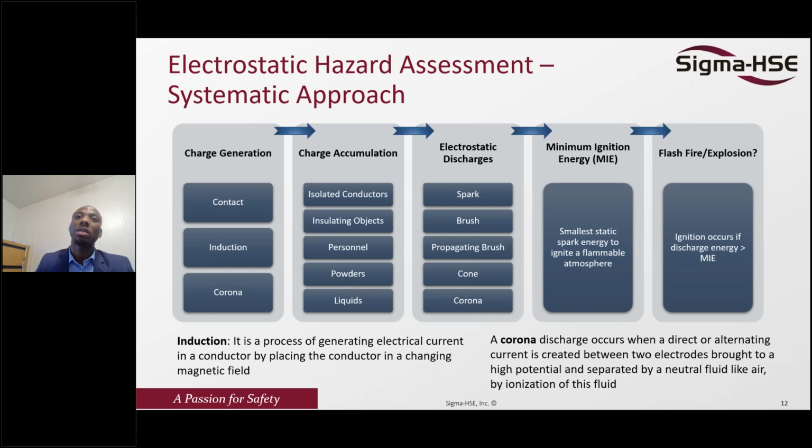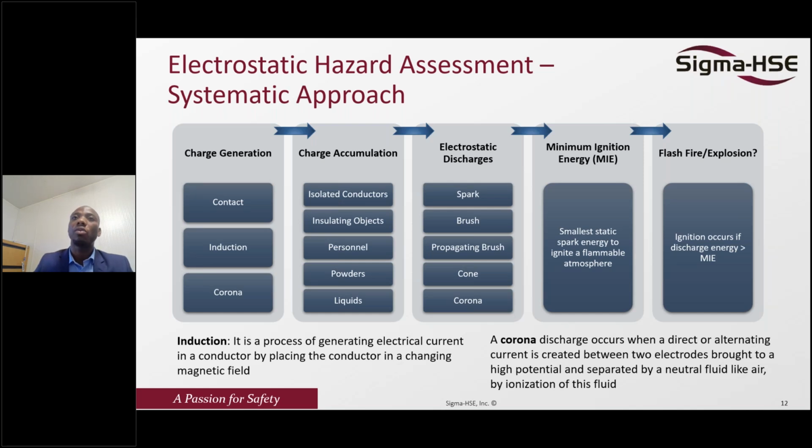We also have a propagating brush discharge where we have a metal and a thin layer, such as paint, where the paint will serve as a capacitor, and I will dig more into that very soon. We also have a cone discharge where, in case we have maybe a silo that we fill, depending on the volume resistivity of the material, it is able to retain these charges. And we have the corona that we have already discussed.